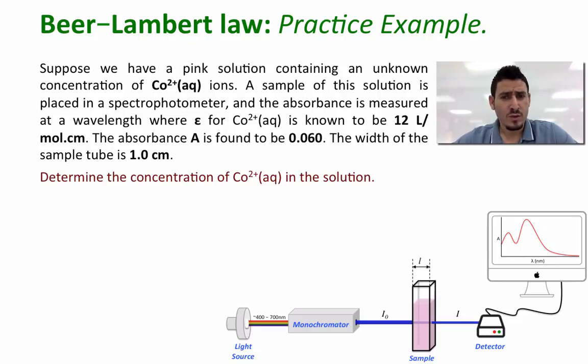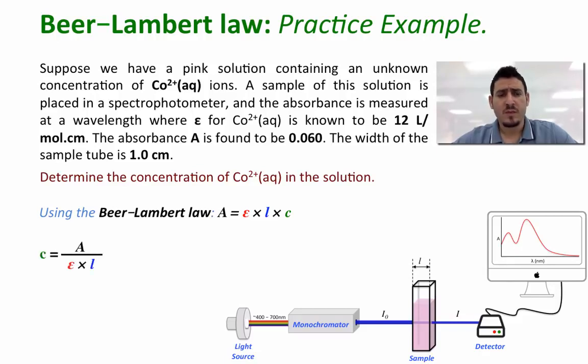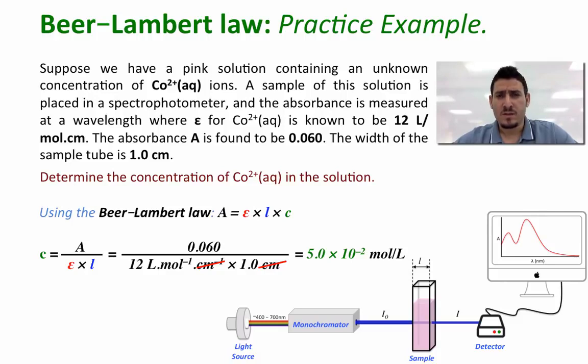Now in order to do so, since cobalt-2 is the only absorbing species in solution, we can use the Beer-Lambert law. Since we know the absorbance, epsilon and L, we can find C. C is equal to absorbance divided by epsilon L. Replacing each term by its value and cancelling the units, we get that the concentration is equal to 5.0 times 10 to the power minus 2 mole per liter.